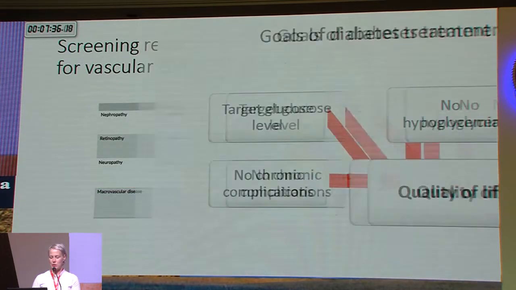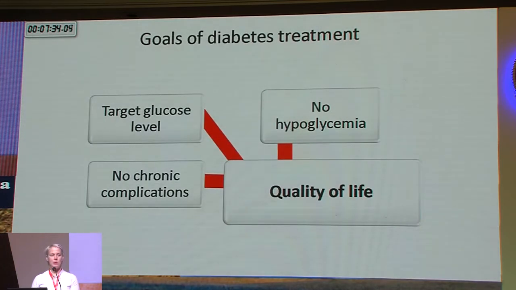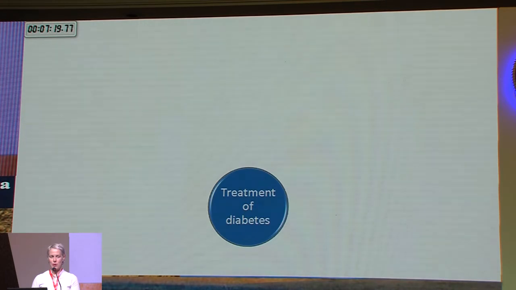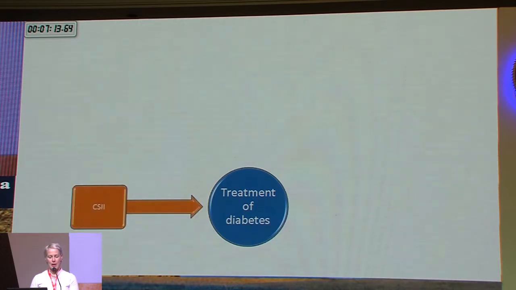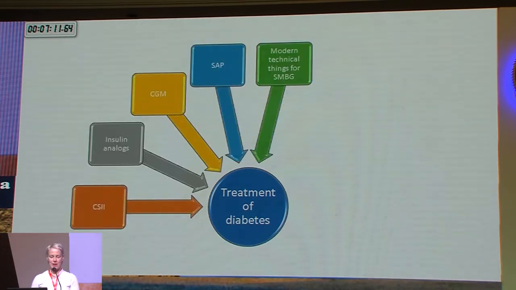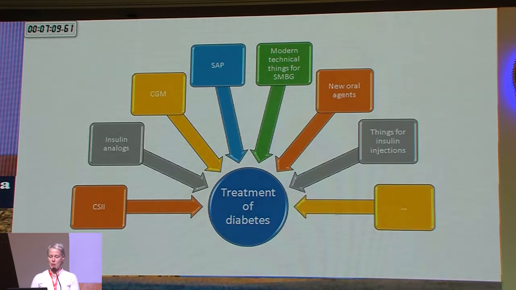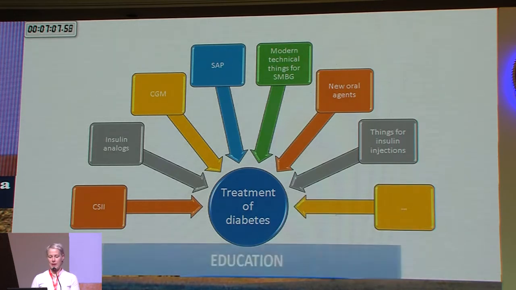And we also need to remember the main issue, quality of life, not only target glucose level or time in range, not only hypoglycemia, not only chronic complications, but quality of life. And what will help us here? Of course, we know a lot about treatment of diabetes, about modern modalities, and thank you, Nina, for the perfect presentation of that. But what are pumps, sensors, insulin analogs, and so on and so forth. But what is the base for this?